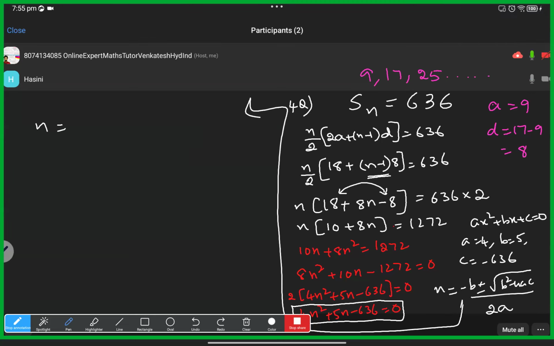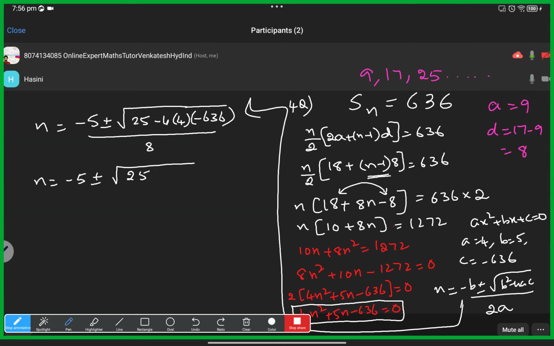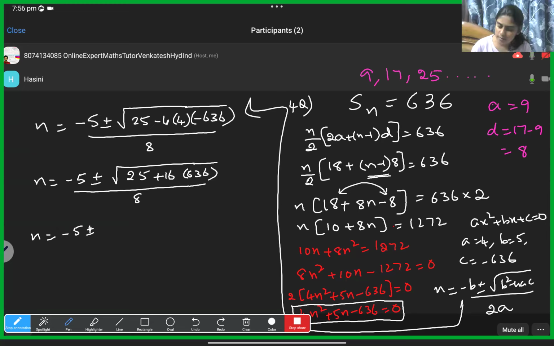So n is equal to minus b, minus 5 plus or minus root of b square. b square is 5 square, 25, Hasni, minus 4. a is 4, Hasni, into c is minus 636, by 2a, 2 into 4, 8. Okay, Hasni? So 25 minus into minus, plus, Hasni, 16 into 636 by 8. So 25 plus 16 into 636, Hasni.